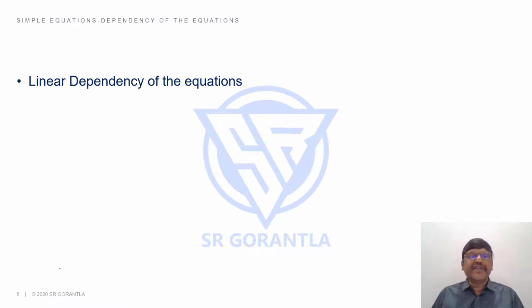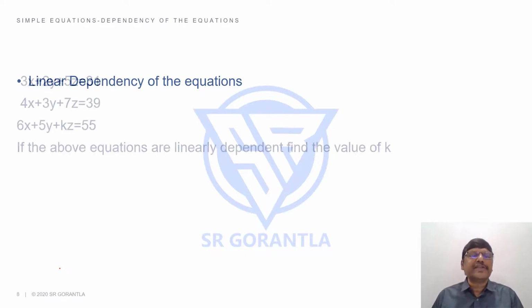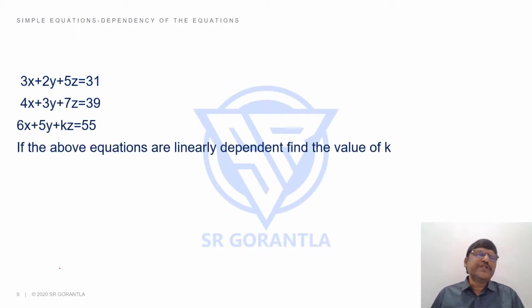So that is linear dependency of the equations. How can we get a question on linear dependency of the equations? One you have seen. Let me show you one more question. 3x plus 2y plus 5z equals 31. 4x plus 3y plus 7z equals 39. 6x plus 5y plus kz equals 55. If the above equations are linearly dependent, find the value of k.